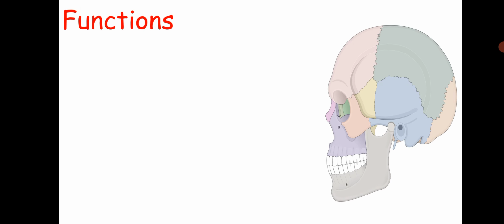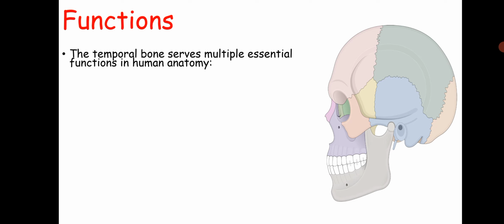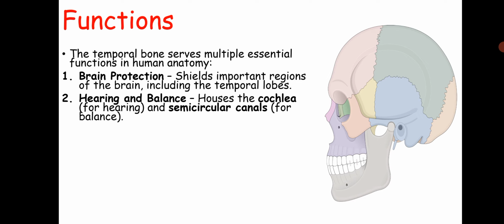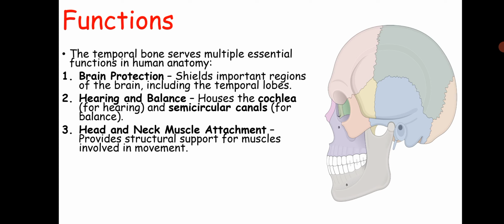Now let's talk about the functions of temporal bone. Temporal bone serves multiple essential functions in human anatomy. The first function is brain protection, as it shields important regions of the brain, including the temporal lobes. Second function is hearing and balance, as it houses the cochlea, that is for hearing, and semicircular canals, that are for balance. Next function is head and neck muscle attachment, as it provides structural support for muscles involved in movement.